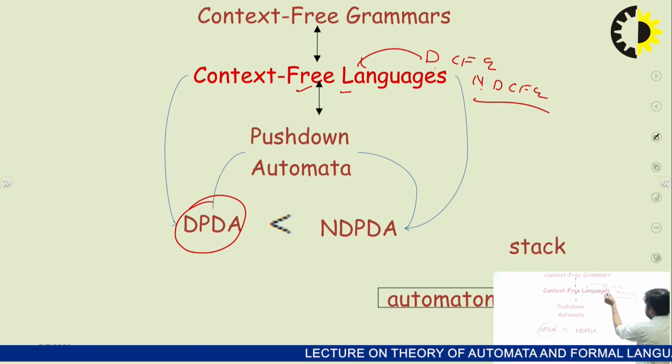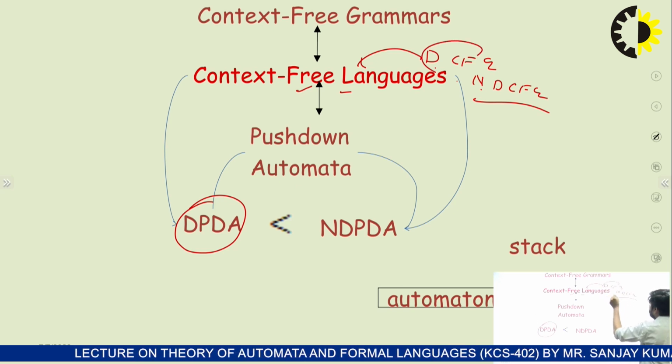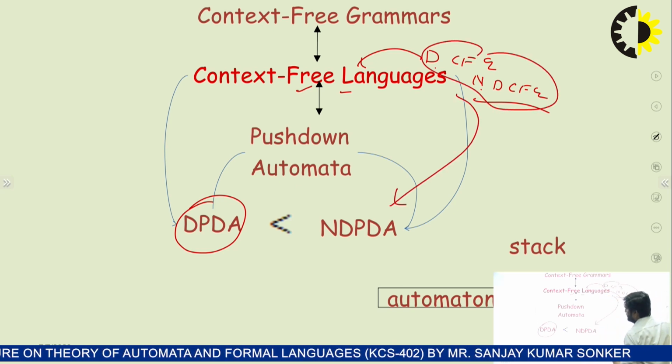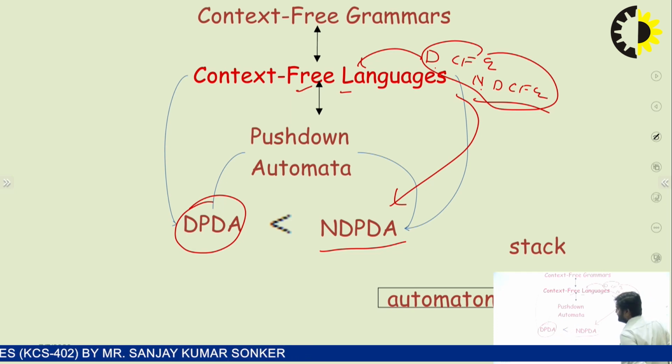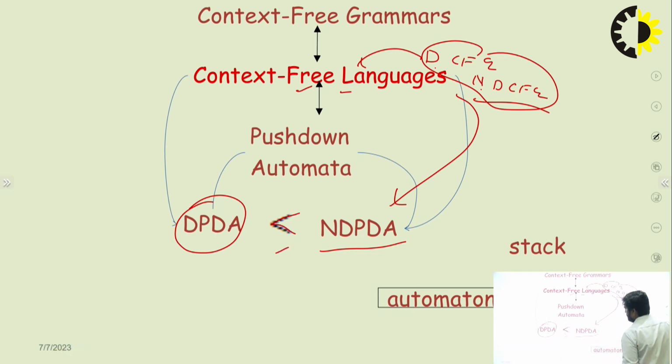DCFG and NDCFG are both accepted by the NDPDA, non-deterministic pushdown automata, so the power of an NDPDA is higher than the DPDA. Why? Because the NDPDA accepts both types of grammars, deterministic and non-deterministic, so the power of an NDPDA is higher than the DPDA.